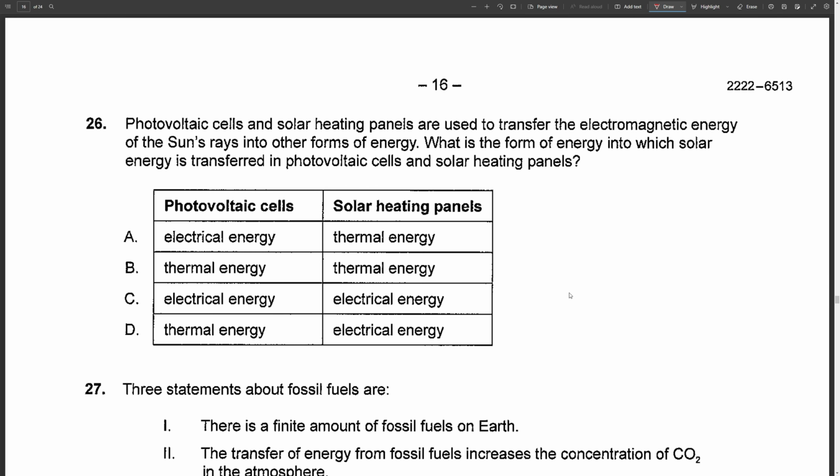On question 26, we got a very easy peasy one. Here, we're going to identify the energy transfer in a photovoltaic cell and the solar heating panel. It's very clear that the photovoltaic cell is definitely related to electrical energy, and it is turning the sunlight into electricity directly. Next one, solar heating panel. It must be something to do with thermal energy. In fact, it's turning some cold water into some warm and even hot water using solar energy. So the answer is A.